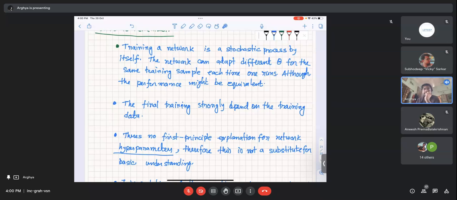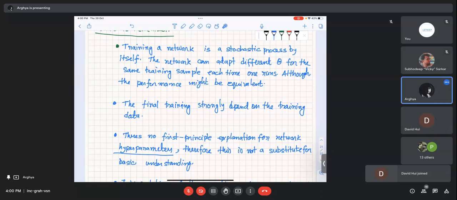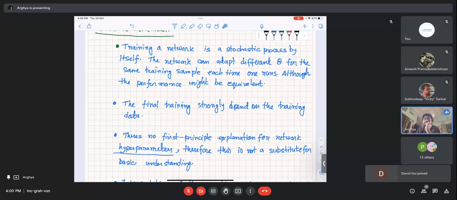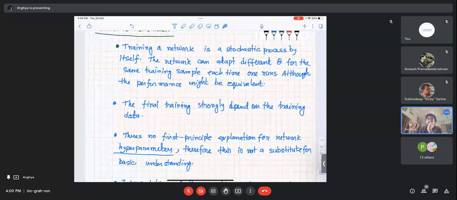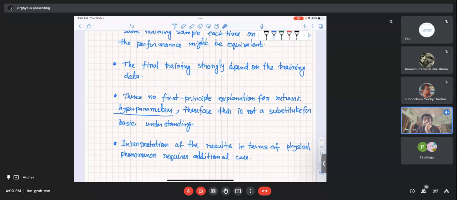Those are not unique for the same training data. If you do it multiple times, you can get multiple results, but most of the time they will all have the same kind of performance. So there is nothing like a unique trained network. Normally, once people have a good trained network, they just save it, in a text file or something, and then it can be reused. And final training strongly depends on the training data, as I was saying yesterday as well.